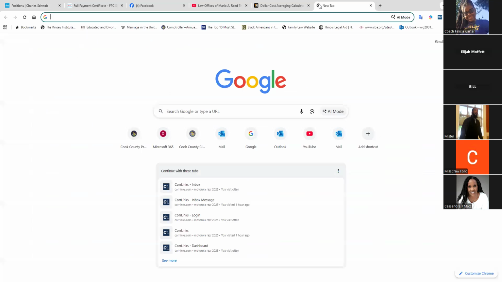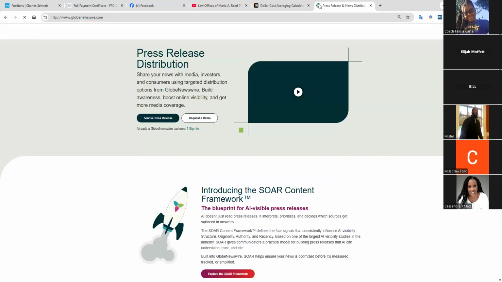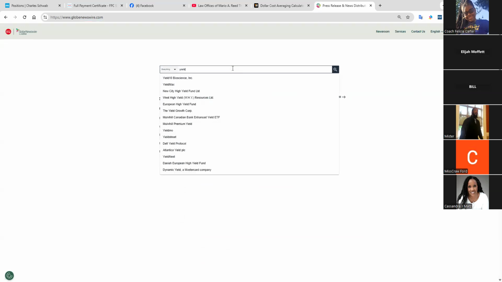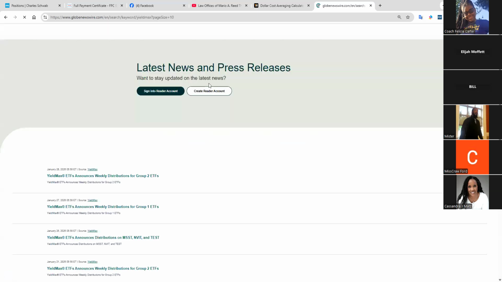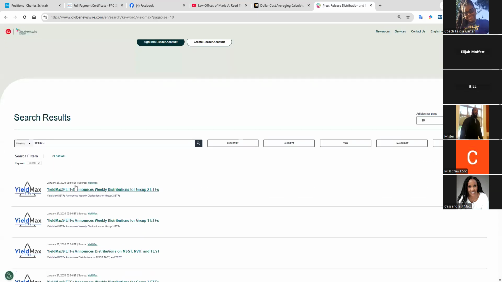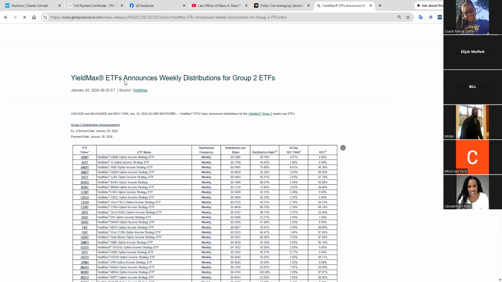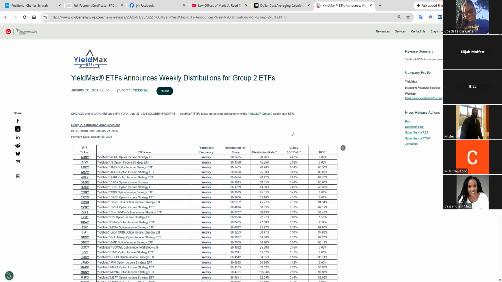Now, how do I find out which one of these is paying out a substantial amount? I go right to Google and type in globenewswire.com. Once I do so, I click on the magnifying glass and type YieldMax into the search bar. Up pops the announcement: YieldMax ETFs announces weekly distributions for Group 2.